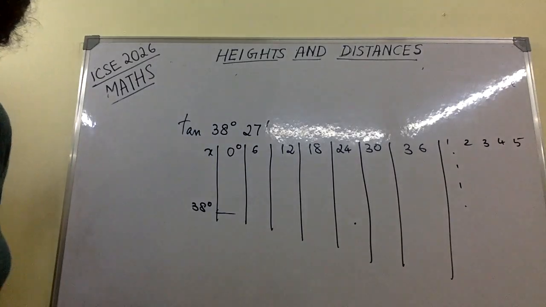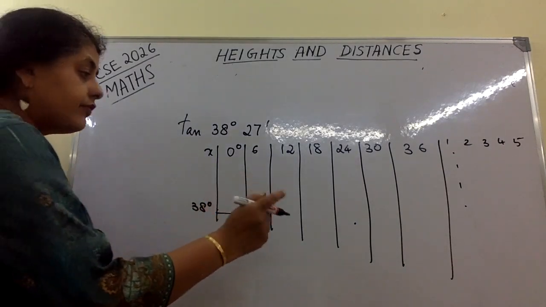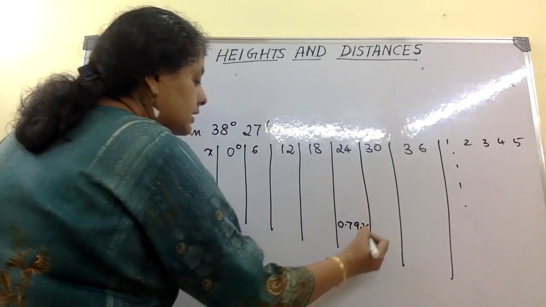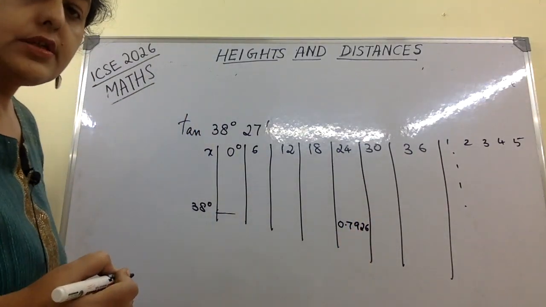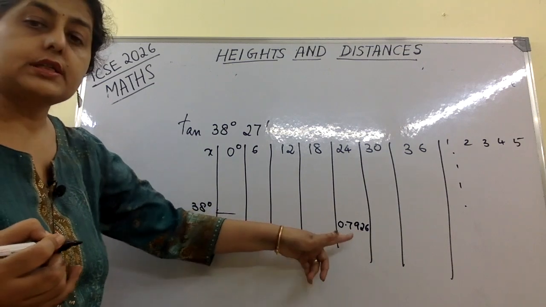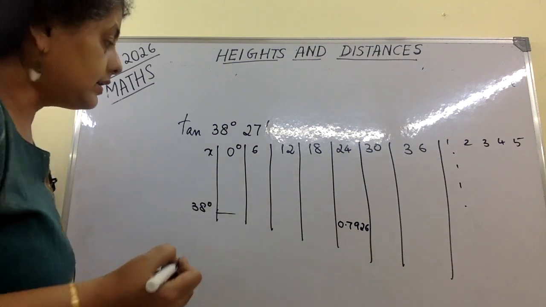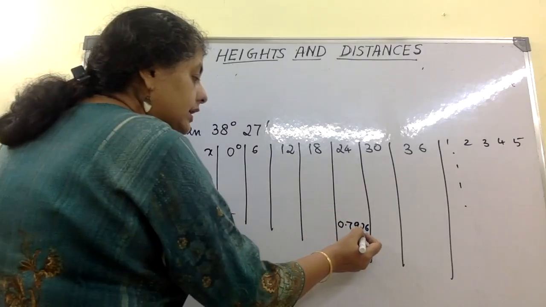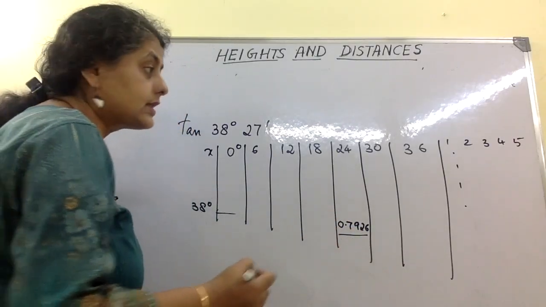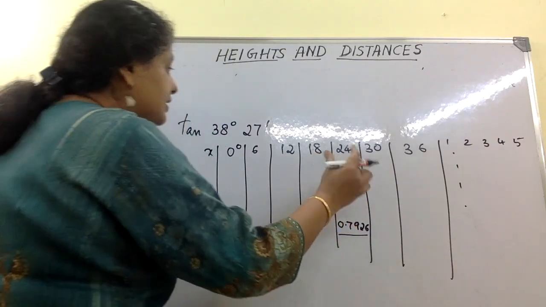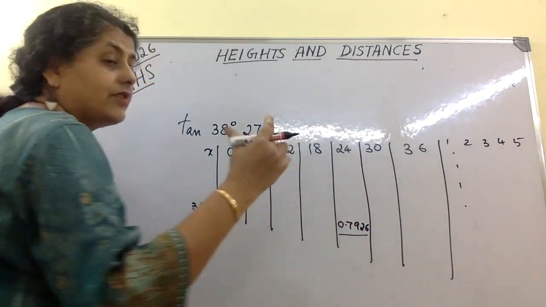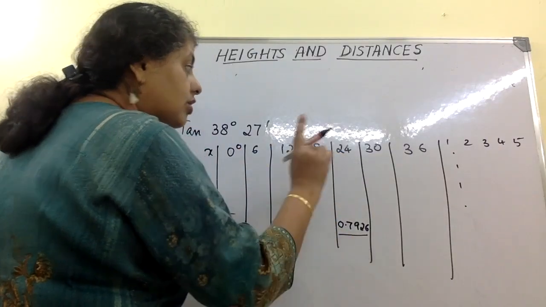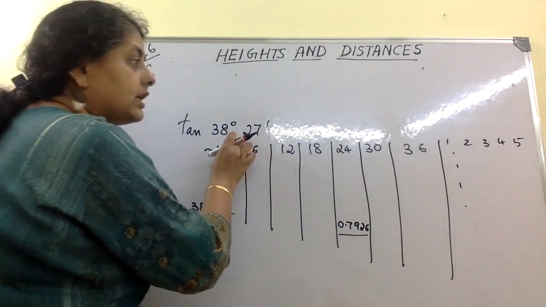In 24 you have 0.7926 written here. How much is the difference between 24 and 27? You have a difference of 3. This is what we have to see, because this is not our value. We have a difference of 3 to reach here.